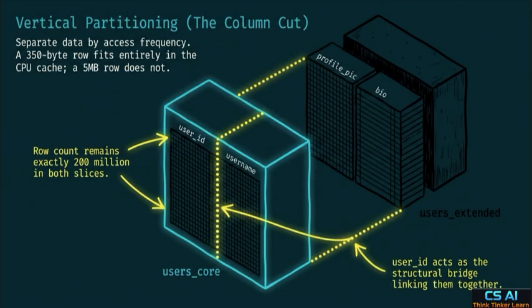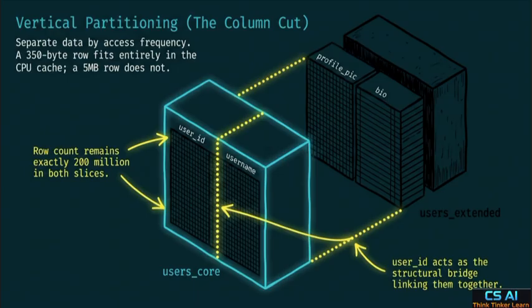First up, vertical partitioning, or the column cut. Think of this as the decluttering of your office. We separate data based on access frequency. Why drag a 5 MB profile picture into memory when they only need a 4-byte user ID? By moving heavy, rarely accessed columns like bio and profile pic into an extended table, we keep the core table lean. A 350 byte row can fit in your CPU cache. A 5 MB row absolutely cannot.